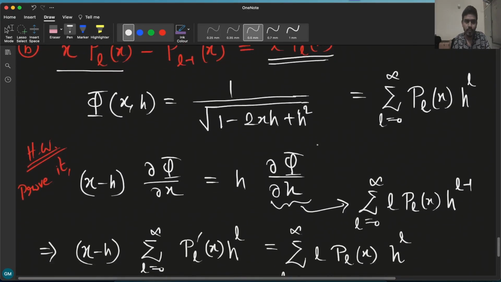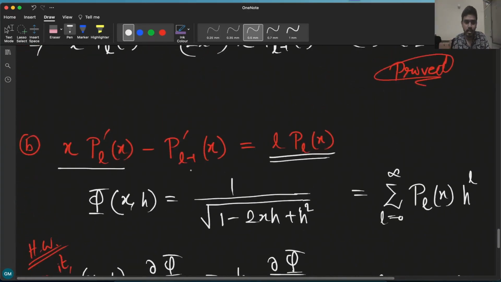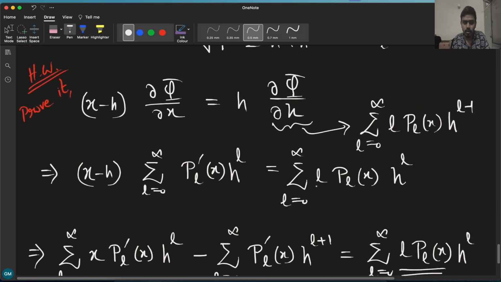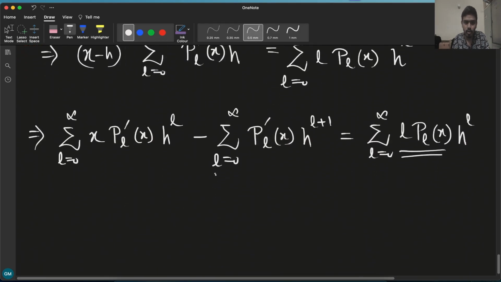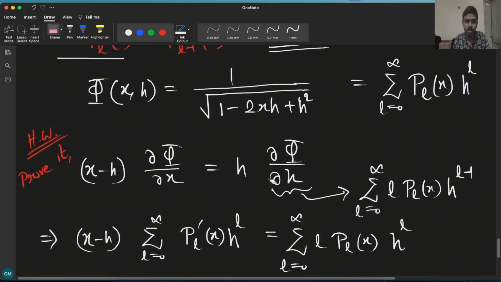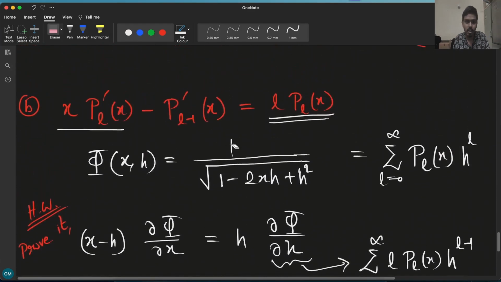Now what we need to show is that here h is to the power L plus 1, so I think it's very clear that we need to do the index shifting. Then we need to show that it is indeed so. Let me do the index shifting, and then as a coefficient of h to the power L, you will get this term.